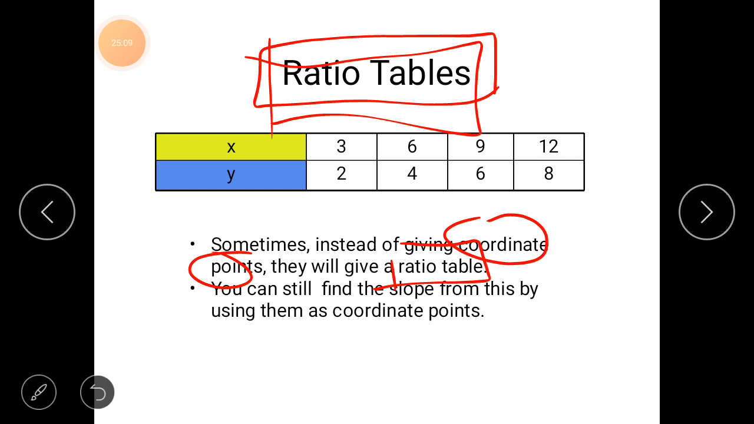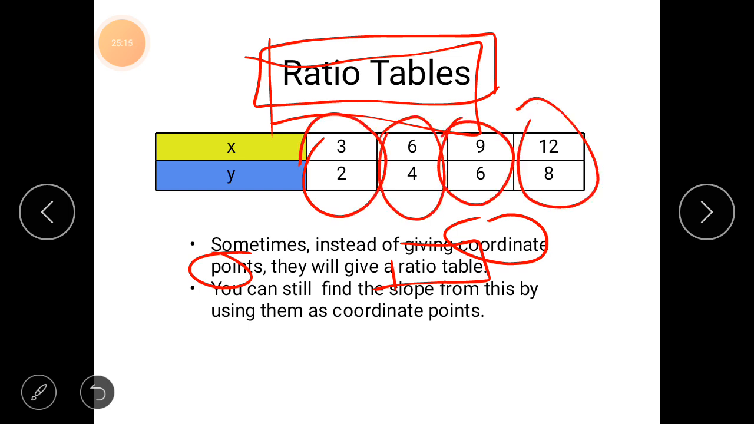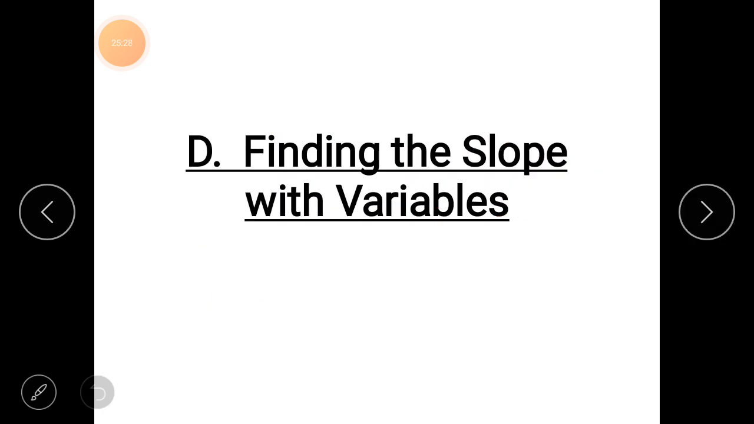Anyway, you have there your x and your y. So this is a point, this is a point, this is a point, and this is a point. You have (3, 2), (6, 4), (9, 6), (12, 8). Okay, so you have 4 points there.